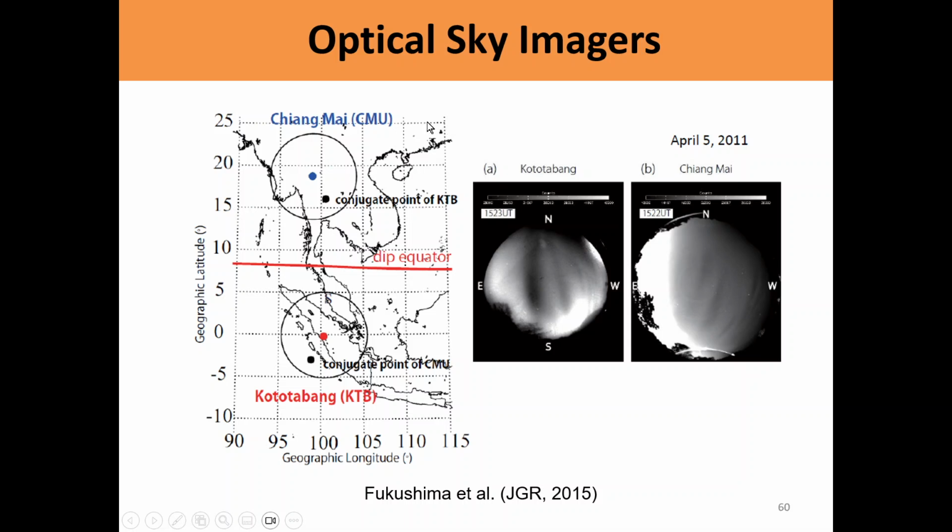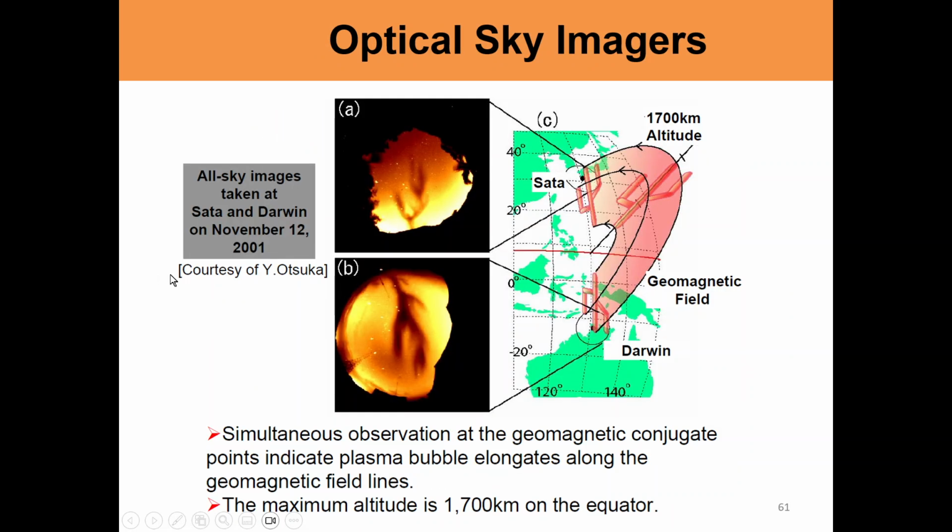Optical sky imager. This is another type of instrument. We now have three, at Chiang Mai, Chumpon, and Kototabang. Basically, they just take pictures and see this type of traces. If the bubbles occur, they look at the traces and see how they travel from west to east, for example. So this is very clear. But this, I think, is not from Kototabang.